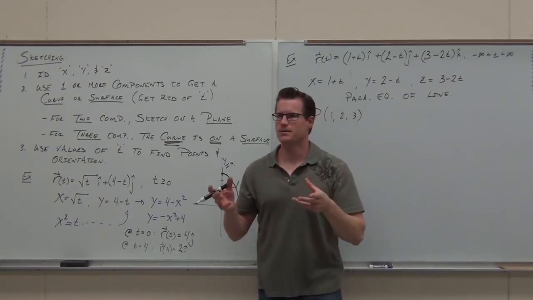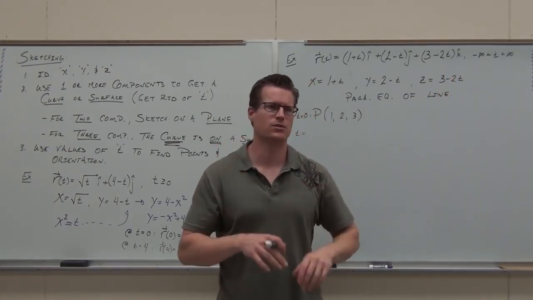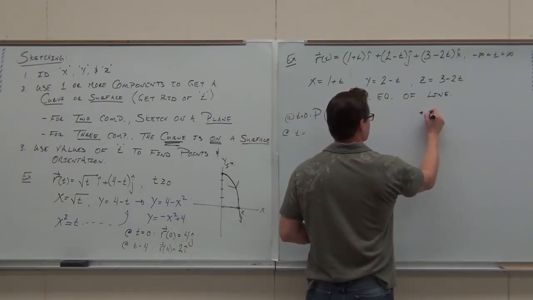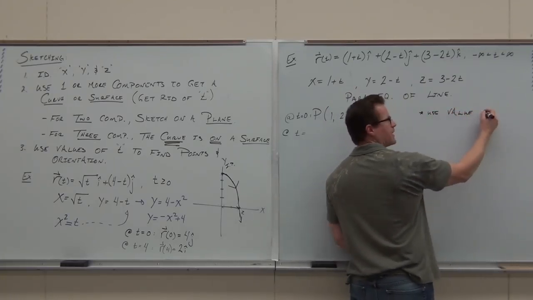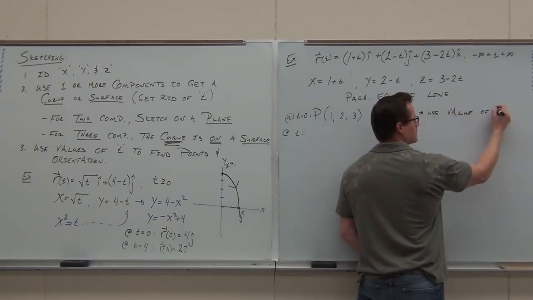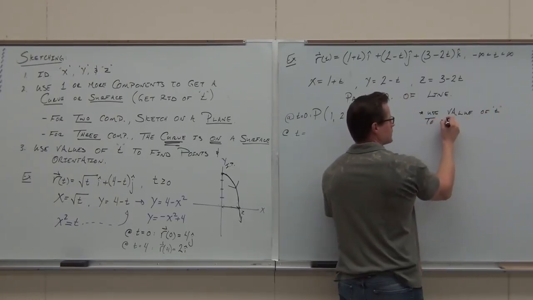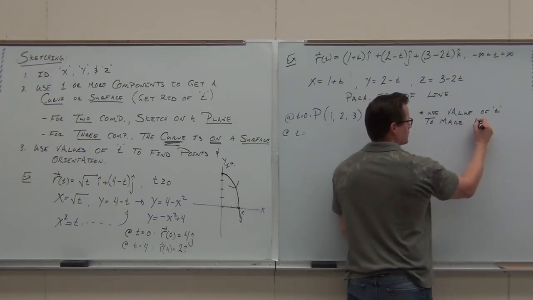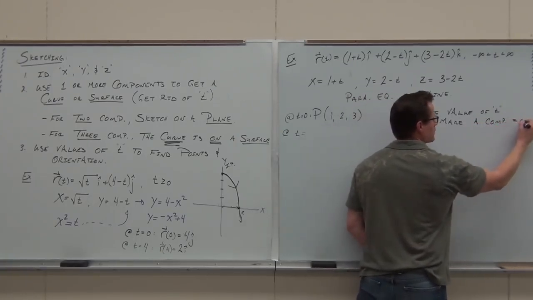Plug in a value of t that makes one of your component coordinates 0. Use that. Use a value of t to make at least one component equal 0.